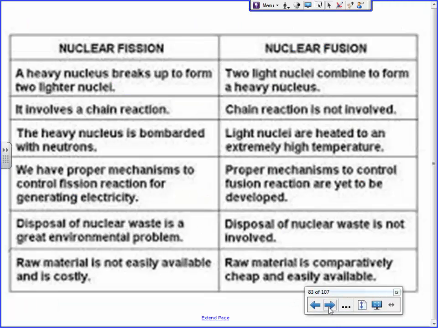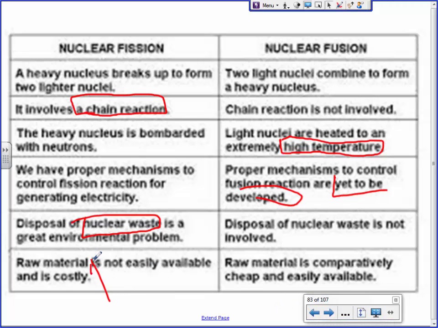So here's a slide that also does a kind of Venn diagram, similarities and differences, compare and contrast. So here's the main thing to know. Fission needs a chain reaction. Fusion requires extremely high temperature, which is why you need to use a fission to make a fusion. This has not yet been developed. This one here does occur, but it creates nuclear waste.